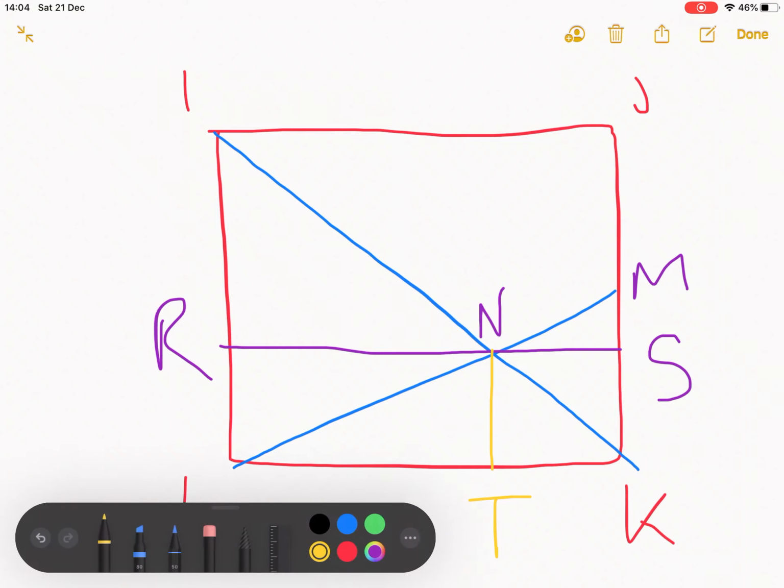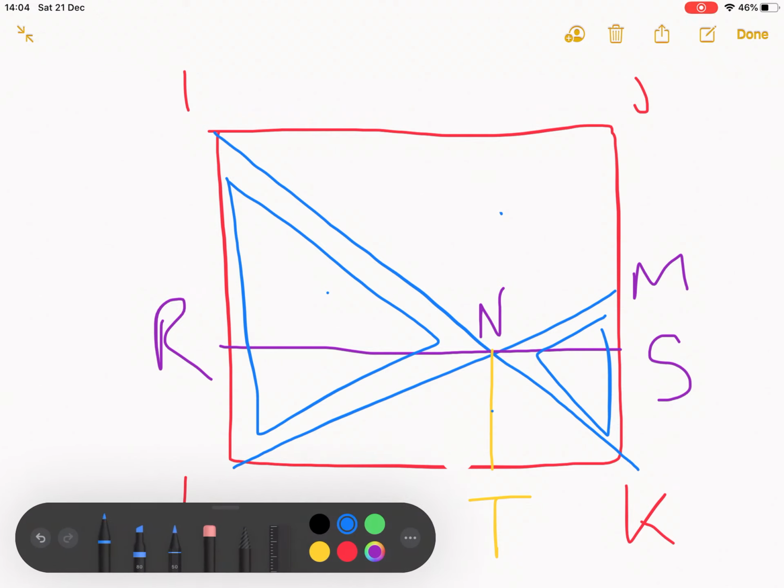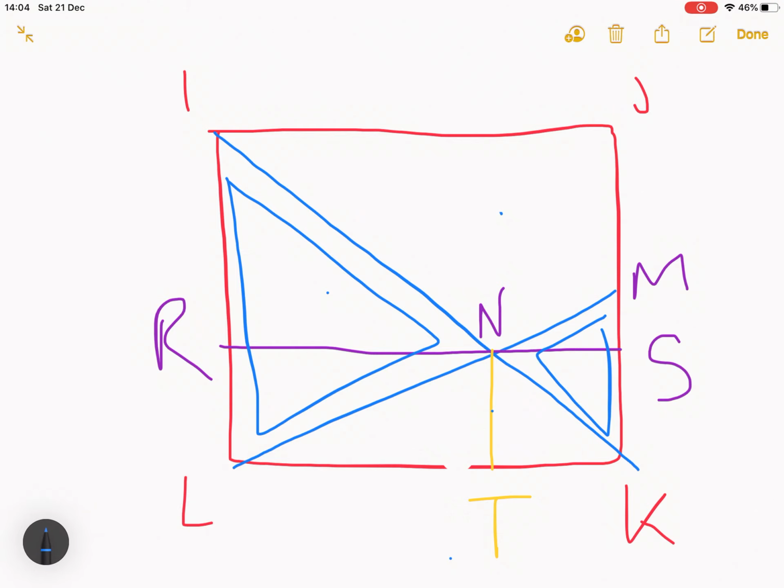The reason why I did this is because we want to find the area of this triangle, and this triangle, and this triangle, to find the area of Q. So we add up the triangles and then subtract that from the area of the whole square. To find the area of these, we need to prove that these two triangles are similar.